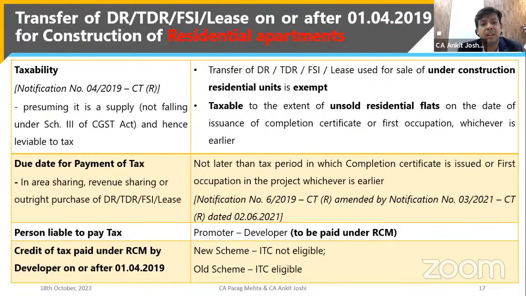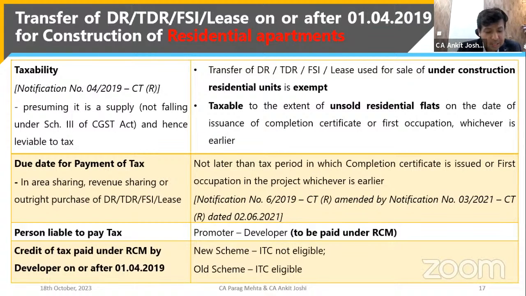So in simpler words, if one transfers the TDR, at the time of transfer of TDR, if the TDR is to be used for a residential unit, no GST. However, at the time the completion certificate is issued, if there are certain unsold residential flats, then to the extent of those unsold residential flats, GST will be payable on TDR. So if there are some unsold flats, the point of taxation will be the date, not later than the period in which the completion certificate is issued.